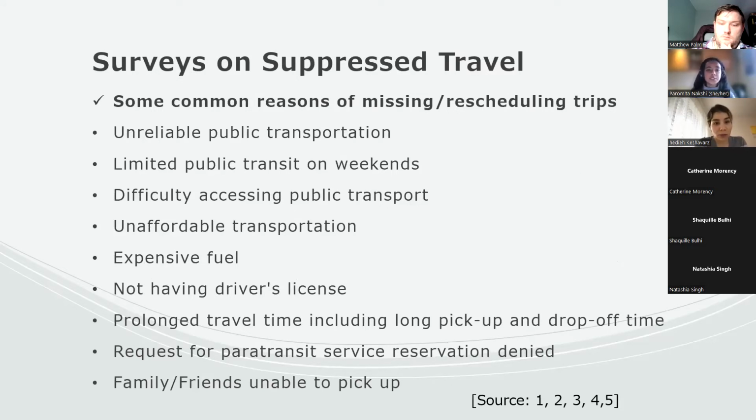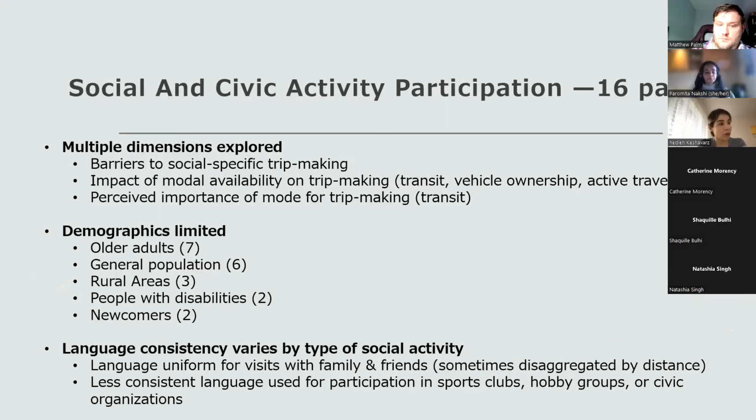So from these studies, we found that some of the common reasons of missing or rescheduling trips involved unreliable public transportation, limited public transit on weekends, difficulty accessing public transit, unaffordability, not having a driver's license, prolonged travel time, request for paratransit service reservation denied, particularly for older adults and people living with disabilities, and family or friends unable to pick up. So that was about suppressed travel.